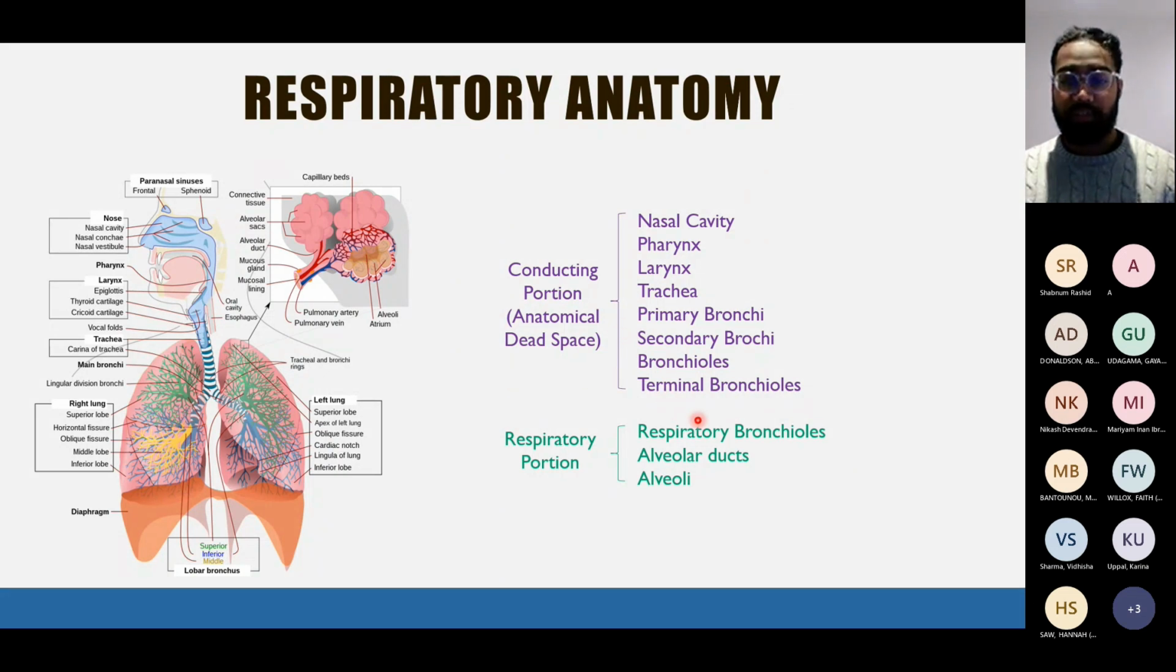Where the respiration does start to happen is when we reach the respiratory bronchioles. So respiratory bronchioles is a little bit of respiration, but the majority of respiration happening in the alveolar ducts and the alveoli themselves. So these three portions of the respiratory anatomy are called the respiratory portion because that's where respiration happens. So this is all travel, dead space. This is the actual respiratory portion.